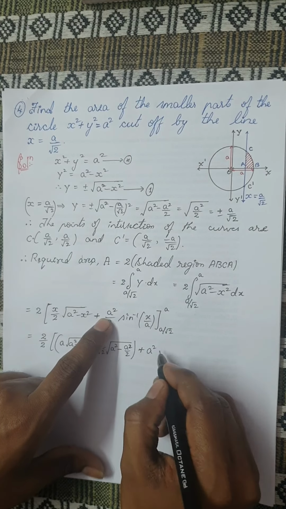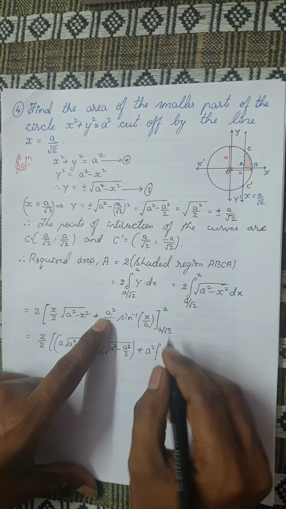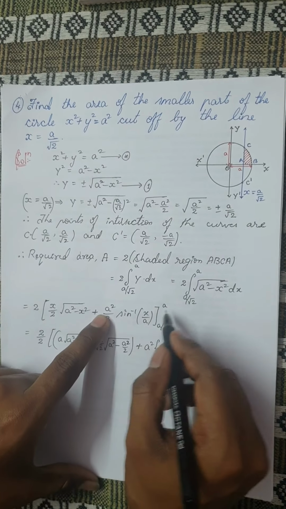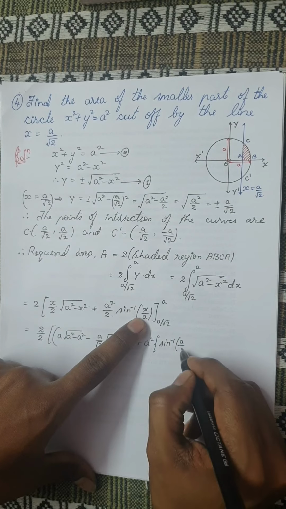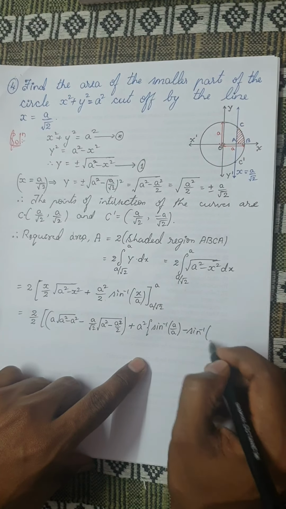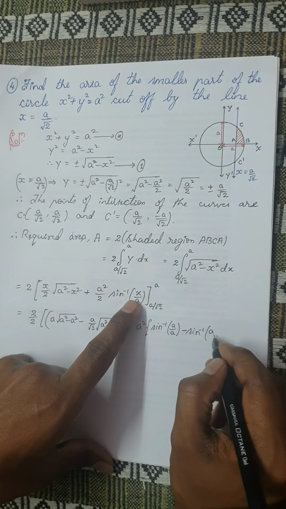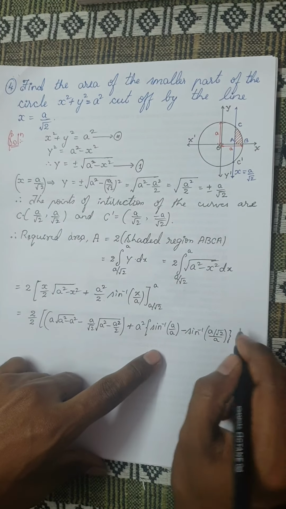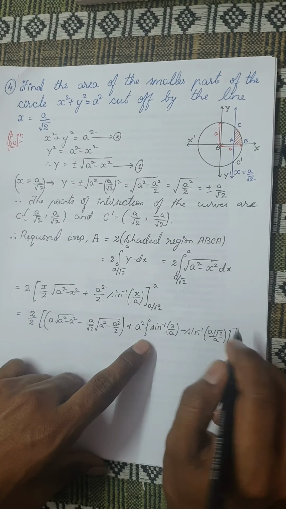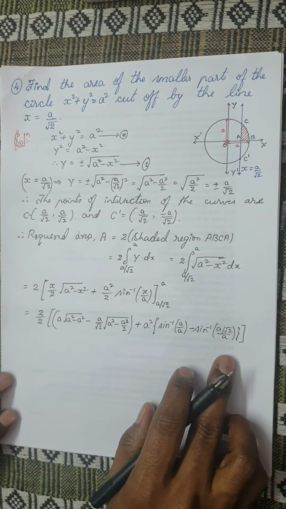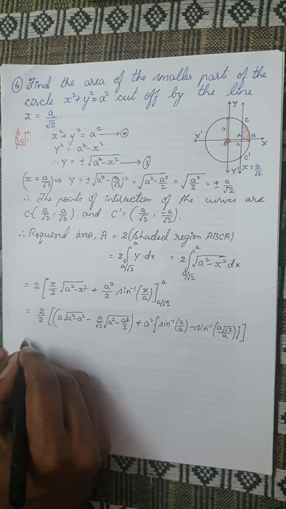Now a square into, let me apply the limits here. So this would be sine inverse of, okay, let me apply the upper limit. So it would be a divided by a minus sine inverse of x is a divided by root 2 divided by a. Okay, and this is my step where I applied both the limits. Right, let me further simplify.